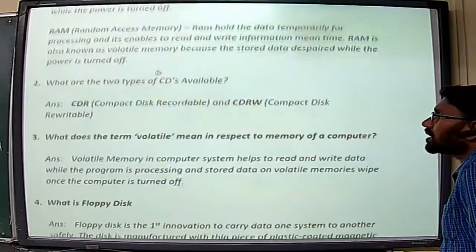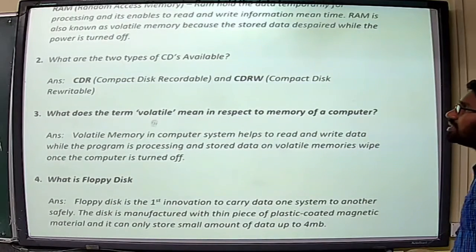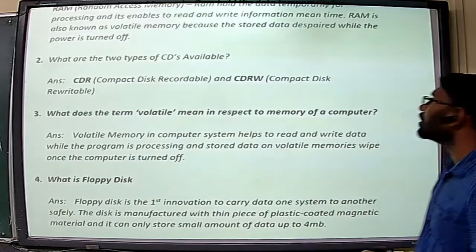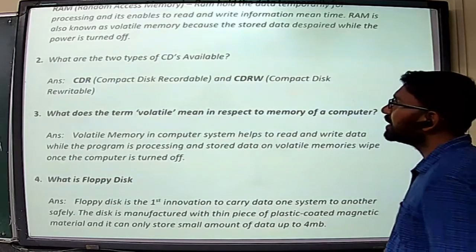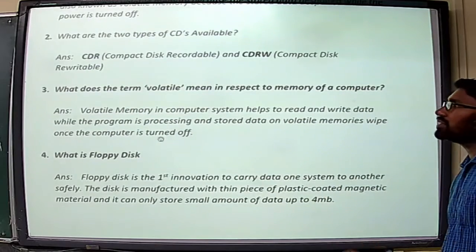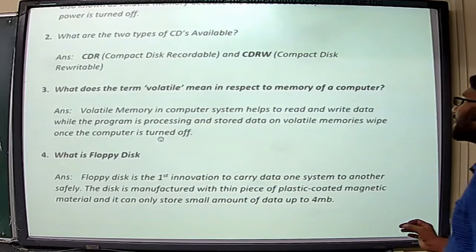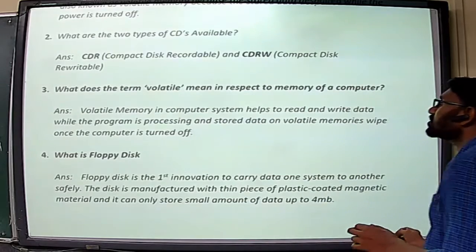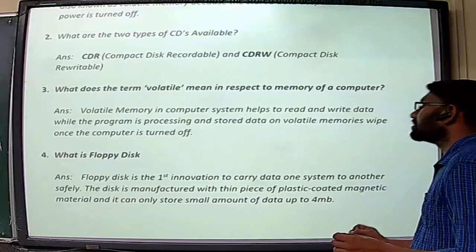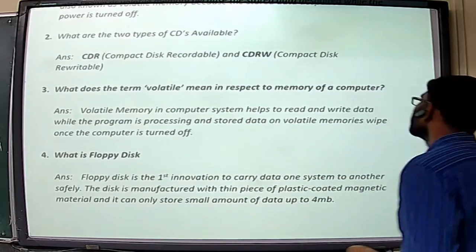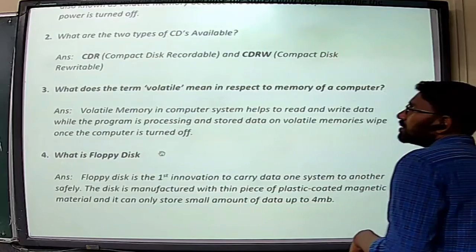Then the second question: what are the two types of CD available? CD-R, compact disc recordable, and CD-RW, compact disc rewritable. Then what is the meaning of volatile? We already discussed. Volatile memory helps the computer system to read and write data while the program is processed, and the data is stored in volatile memory. What happens when the power is off? The data is lost. Clear? It is wiped once the computer is turned off.